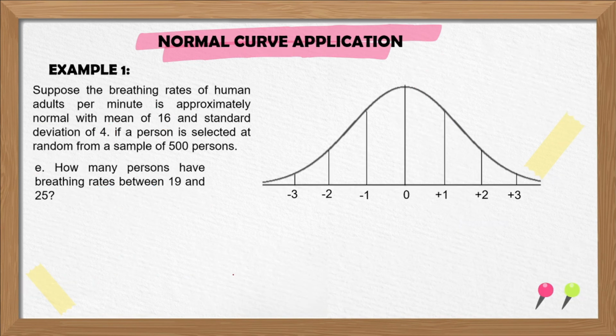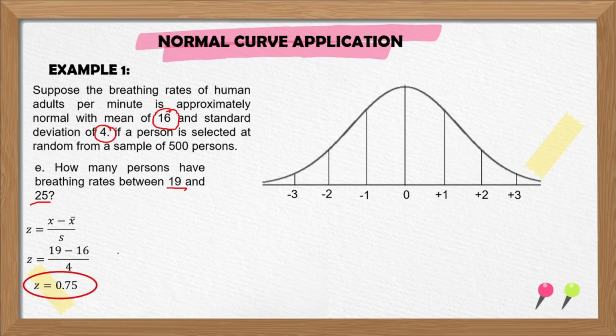Now, let us answer question letter E. How many persons have breathing rates between 19 and 25? This also looks like a parallel question from letter C and letter D. Okay, the same value for mean, which is 16, and standard deviation of 4. So, let us substitute 19 first, and then 25. The formula for z-scores: z is equal to x minus mean over s, which is standard deviation. So, z is equal to 19 minus 16 over 4. So, z is equal to 0.75. Now, let us substitute 25. z is equal to 25 minus 16 over 4. z is equal to 2.25.